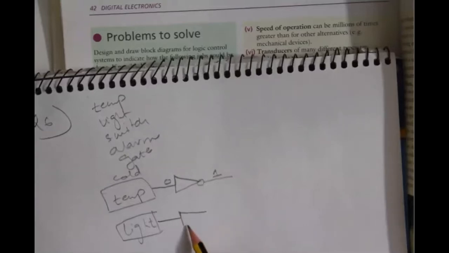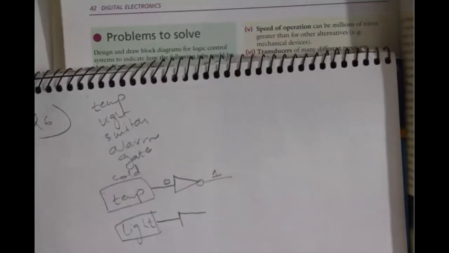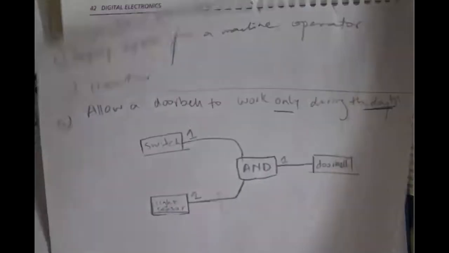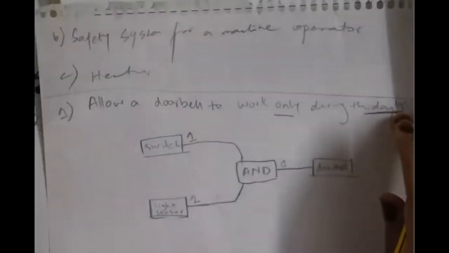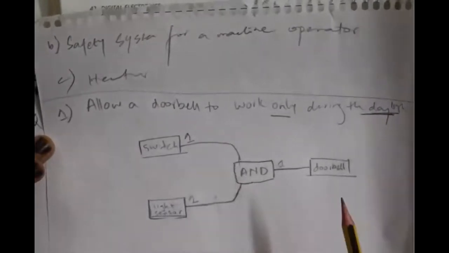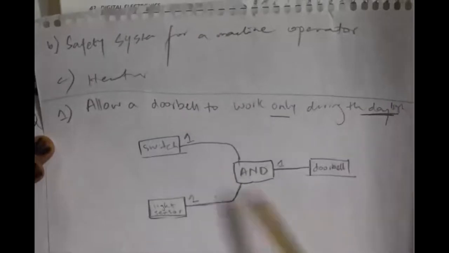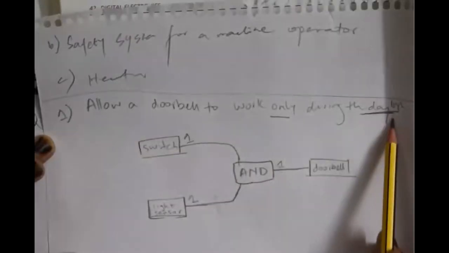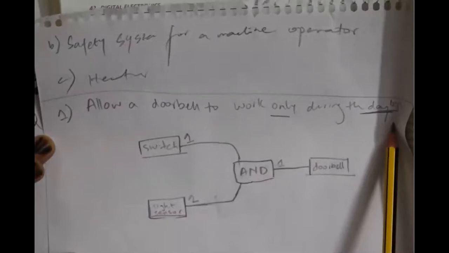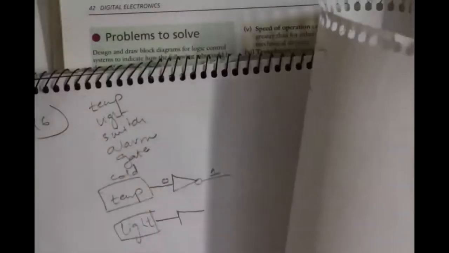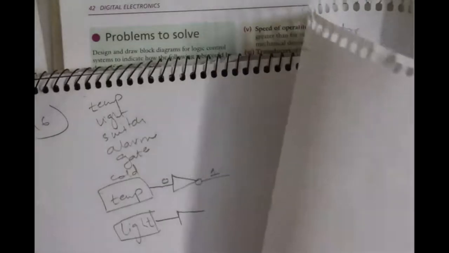Zainab, can you also write 0 and 1 in the previous diagram? Okay, sure. This is 1. Okay, I wrote it down. 1, 1, 1. So when the switch is on and the light is there, then the doorbell will ring. Yeah, it's already there.